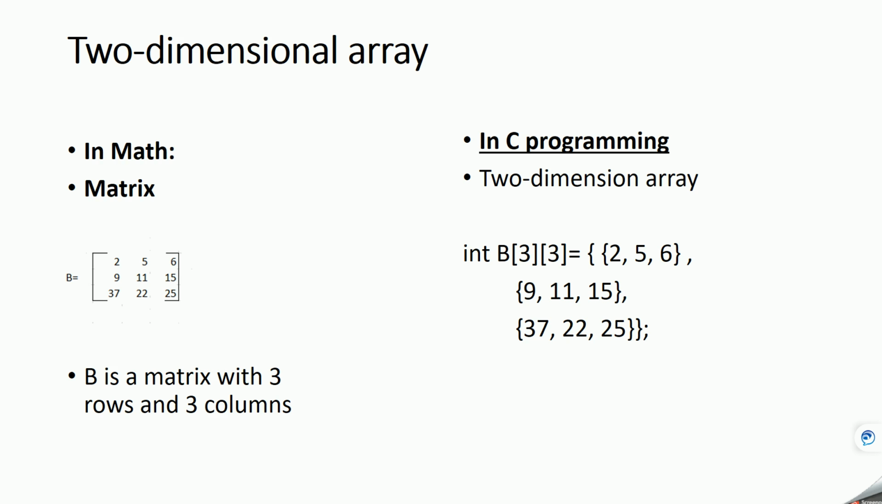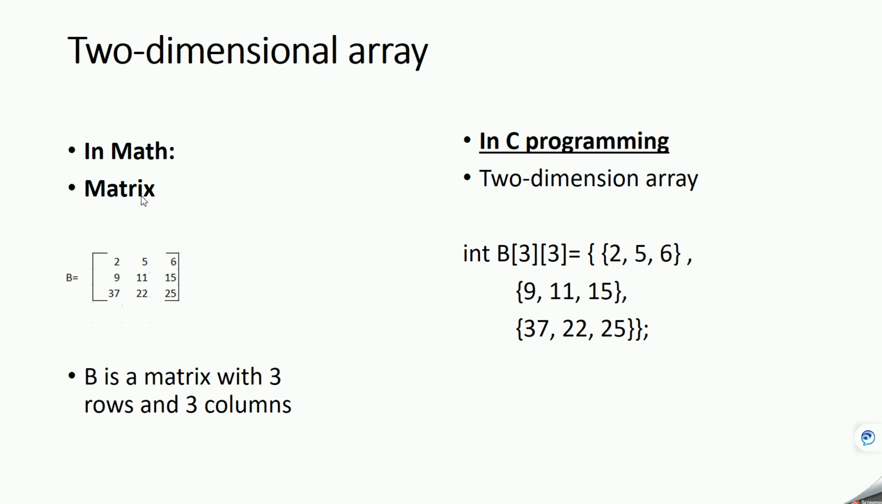And in this video, we are going to see another C programming concept called two-dimensional array. Let's see it from a mathematical point of view. In math, we have a concept called matrix, and a matrix is nothing but a collection or arrangement of numbers in terms of rows and columns in some rectangular format. In this case, we can see we have a matrix B which has 3 rows and 3 columns, and the values are 2, 5, 6, 9, 11, 15 and 37, 22, 25.